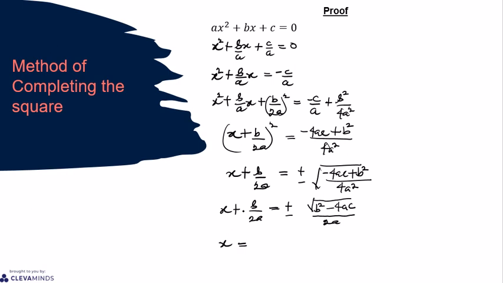x equals, bring b over 2a to the other side of the equation, that is the right hand side. Then that gives us negative b over 2a plus or minus the square root of b squared minus 4ac over what? 2a. Right? Good.